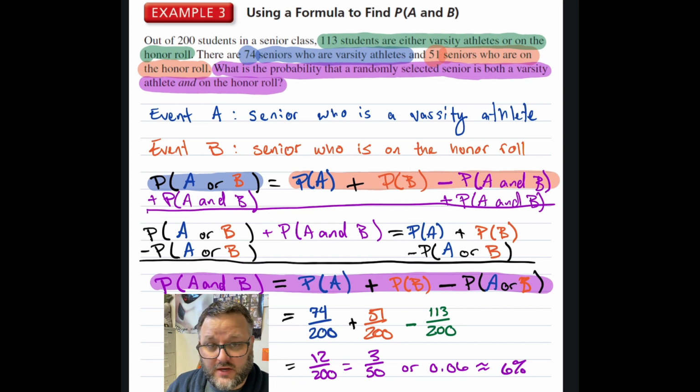So again, fraction, decimal, or percent form all tell us the same thing. 3 out of every 50 seniors asked should be a varsity athlete and on the honor roll. I had to look up to see what we were doing again, which is the same thing as 0.06 or 6%. Should be both varsity players and honor roll.